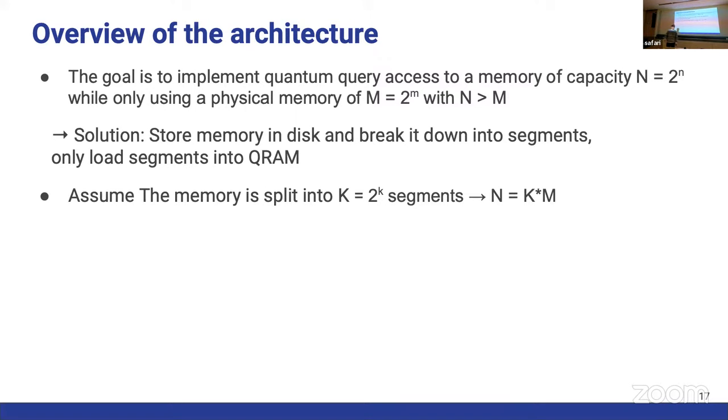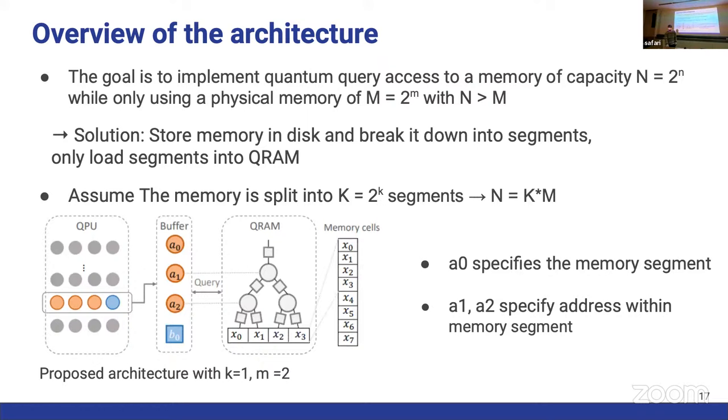For the following illustration, we assume that the memory is split into k segments, which means that the size of the virtual space is k times the size of the physical memory space. Here we can see an illustration of the proposed architecture with k equals 1. That means that there is only one qubit that's responsible for determining which memory segment we read into the QRAM. And then there are two other qubits, A1 and A2, which specify the memory address inside the memory segment.